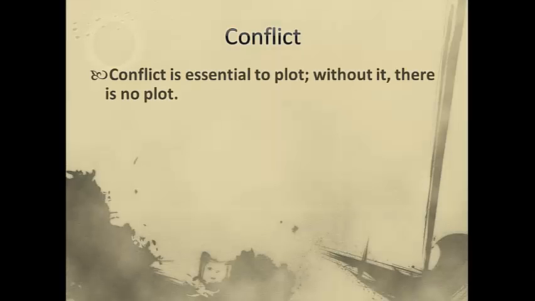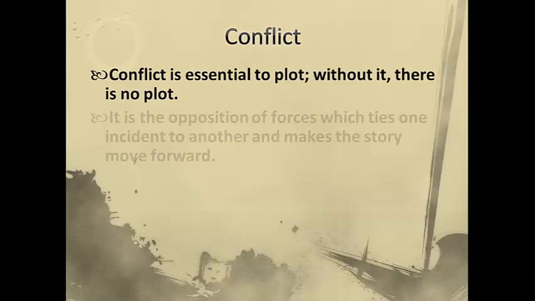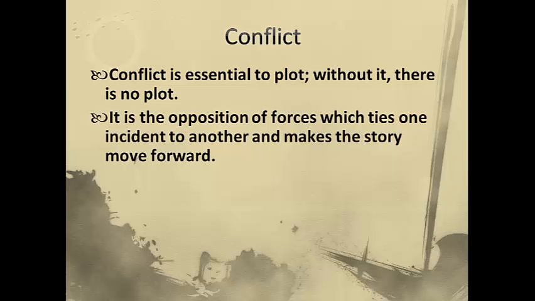The conflict in the story is essential to the plot. Without it, we don't have one. Okay? So the conflict is the opposing forces, the opposition. So think of it like two magnets.